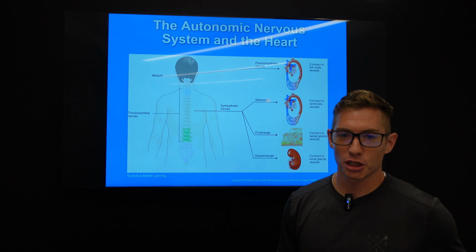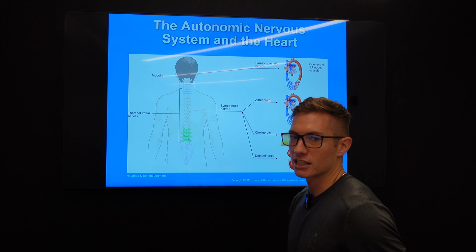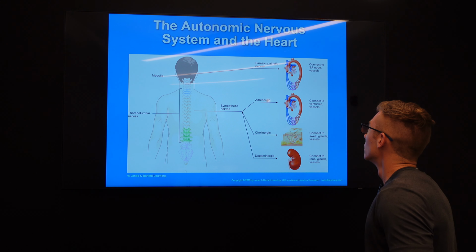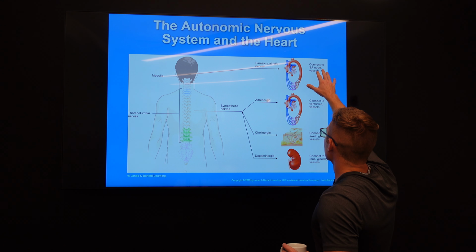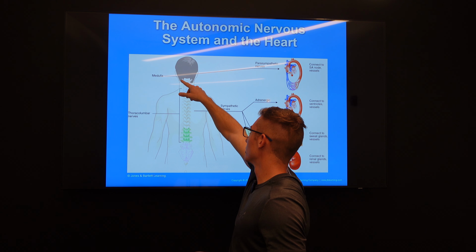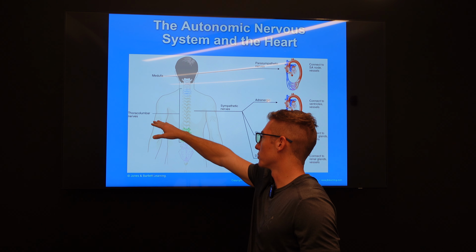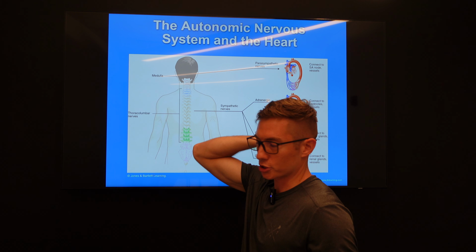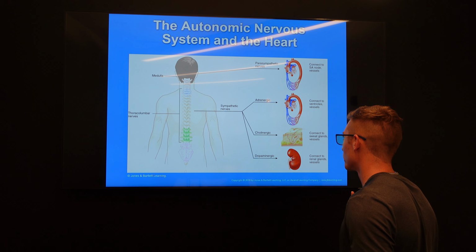So this figure shows the sympathetic and parasympathetic nerve fibers and their organs. All right, so connecting to the SA node and the vessels, the parasympathetic is going to be in your medulla, and then you have your thoracolumbar nerves that are all within the thoracic portion of your spinal cord.